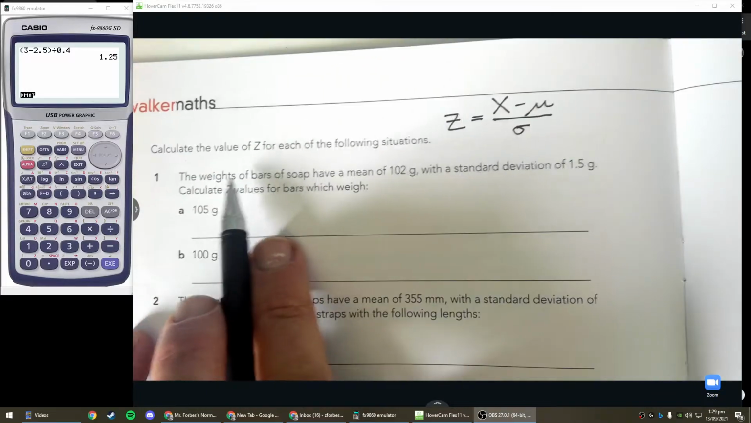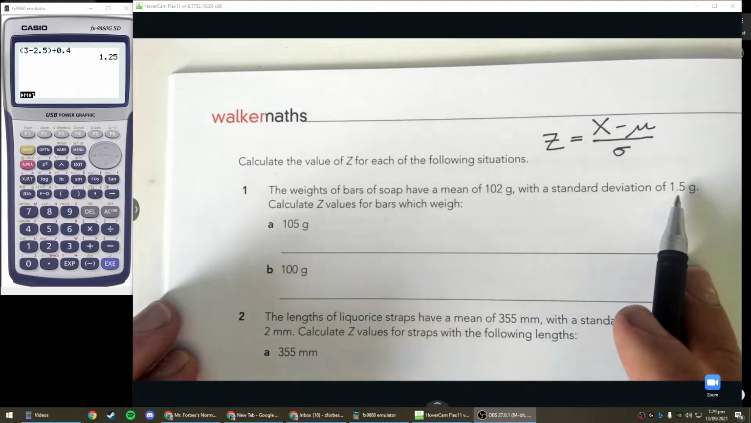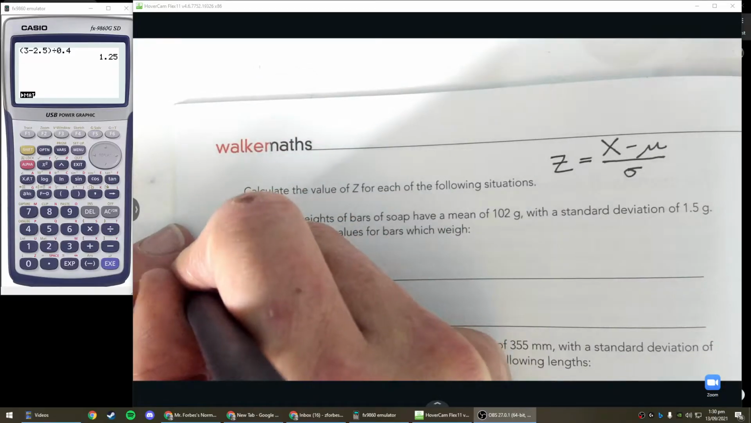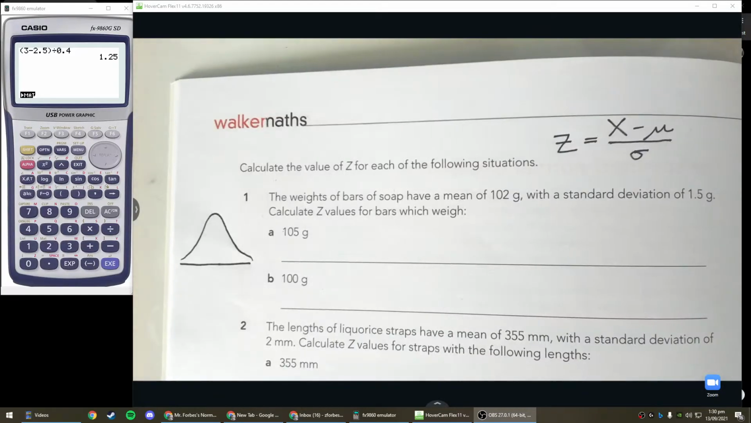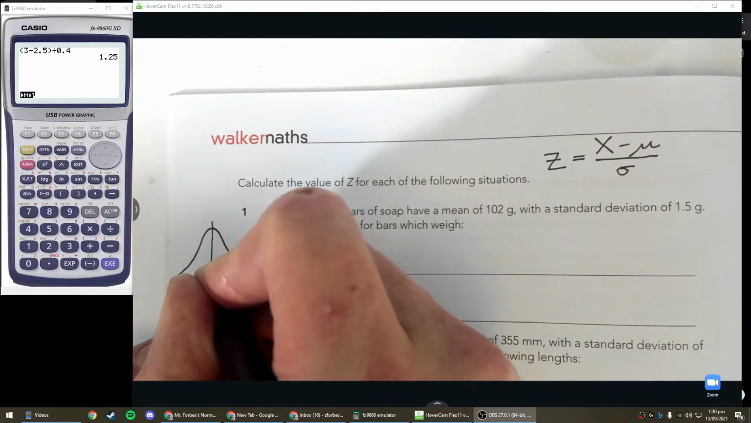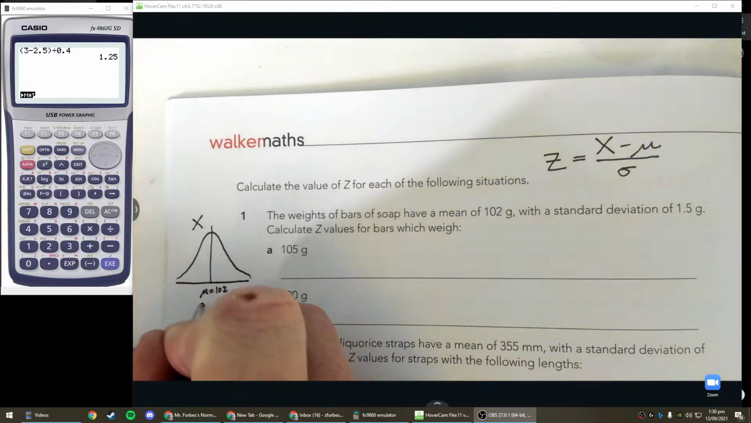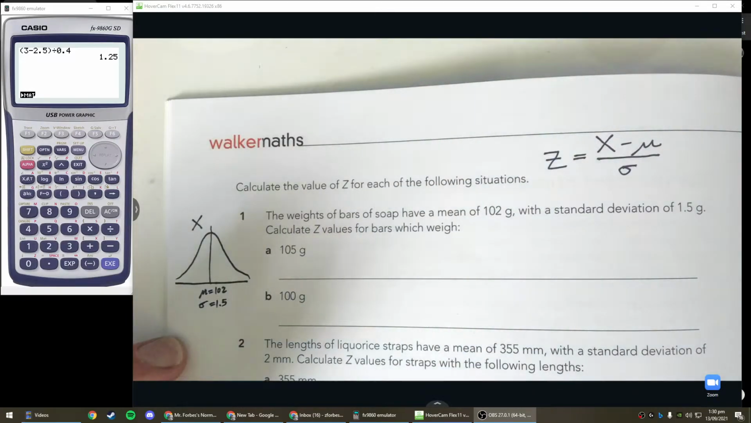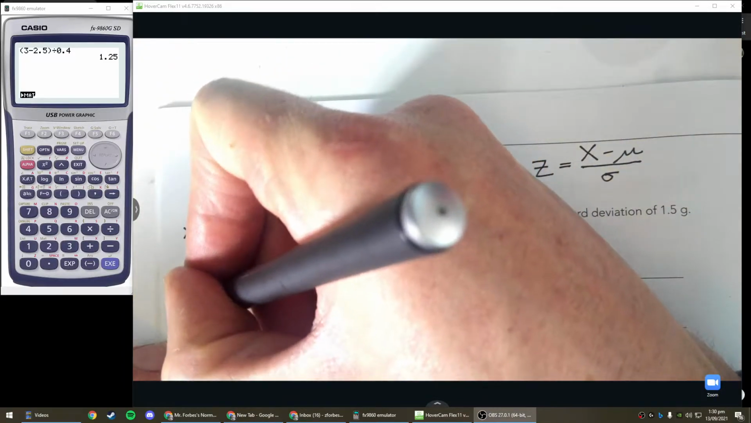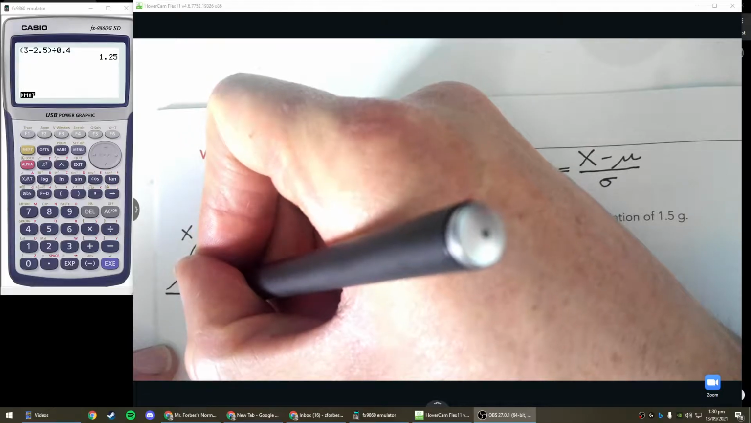Okay, so the weights of bars of soap have a mean of 102 grams with a standard deviation of 1.5 grams. What I like to do for these is draw a picture of what I'm looking at, and I just find it quite satisfying drawing the normal distribution. Now, what is our mean value? Our mean value is 102 grams. Mu equals 102. This is our x. And the standard deviation is 1.5. And they are asking us to find what 105 grams is. See how 102 is here? 105 is going to be to the right, and it's probably somewhere around about here.